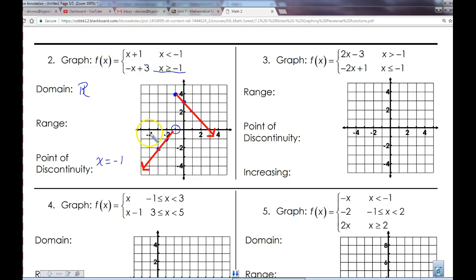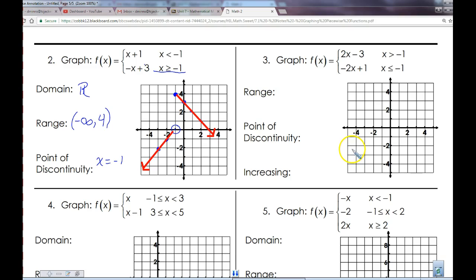How about the range? Is it the same? No, it's a little different. What's the lowest y value? Well, you see this going down forever, so my lowest y value is going to be -infinity. What's my highest y value? Does it go up forever? No, it doesn't. My highest y value is right here at 4, and it's a closed circle, so we're going to include 4. So my range is (-infinity, 4].